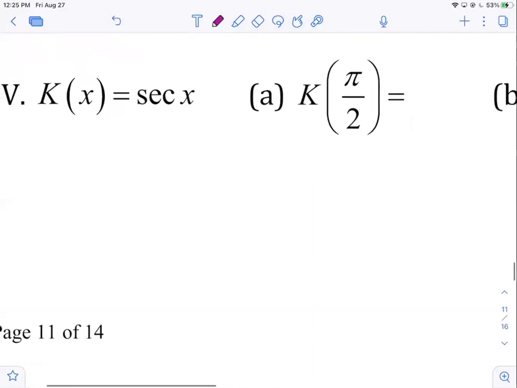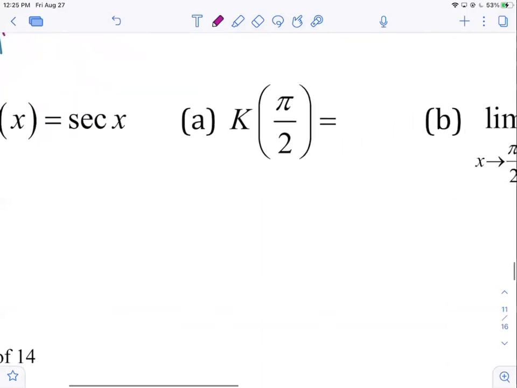K of pi halves. Let's plug that in. It's secant of pi halves. Is that DNE or can we evaluate it?